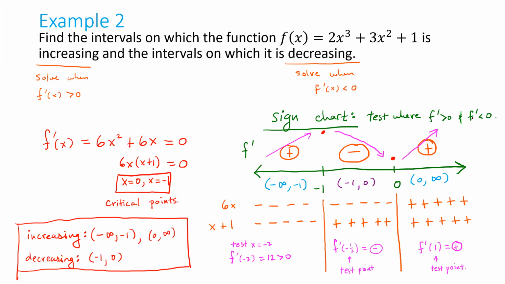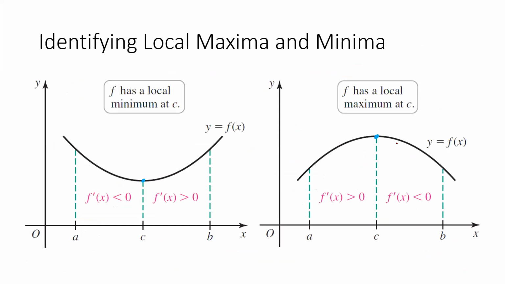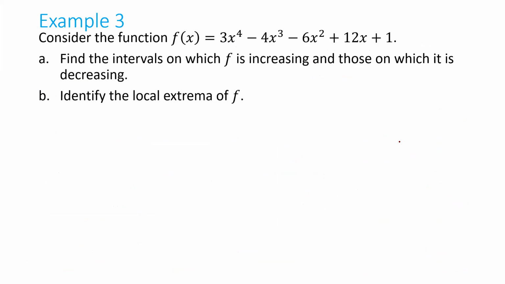Okay, so that's how the first derivative test is going to work. It just helps us determine where the local maximum or local minimum values occur. So let's try another example. We're basically going to go through the same process again, where we find f prime, and then we analyze f prime on a number line so that we can figure out where it's positive and where it's negative.